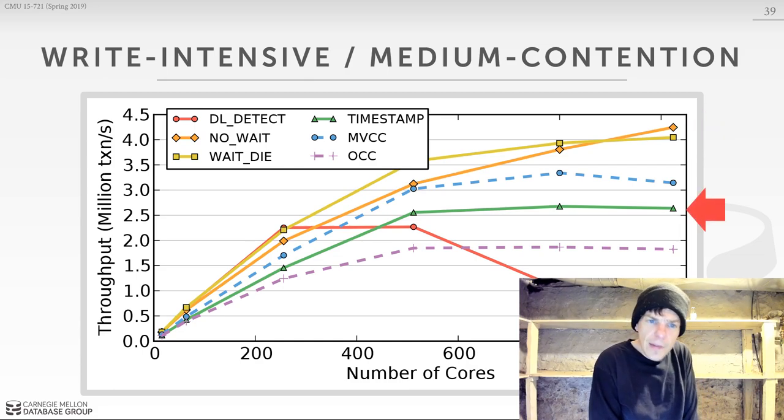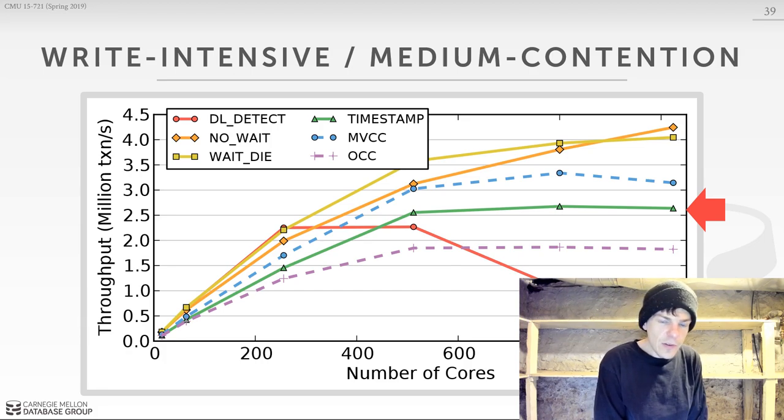We see this middle band here where the timestamp ordering protocol, MVCC, and OCC are roughly doing about the same. Again, this is because they're copying data anytime they do updates and maintain different versions, or they are still trying to acquire timestamps from a global shared counter. So these are roughly the same, but again, OCC is always doing the worst because it has to copy way more data when you do reads.